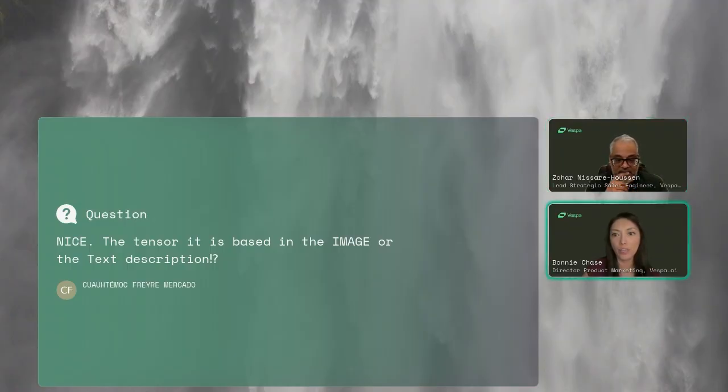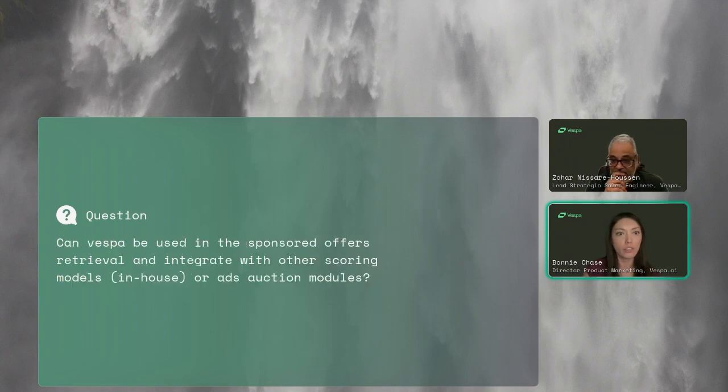Okay, we'll go ahead and show another question here. Can Vespa be used in sponsored offers retrieval and integrate with other scoring models in-house or ads auction modules? Yeah, that is a great question as well.